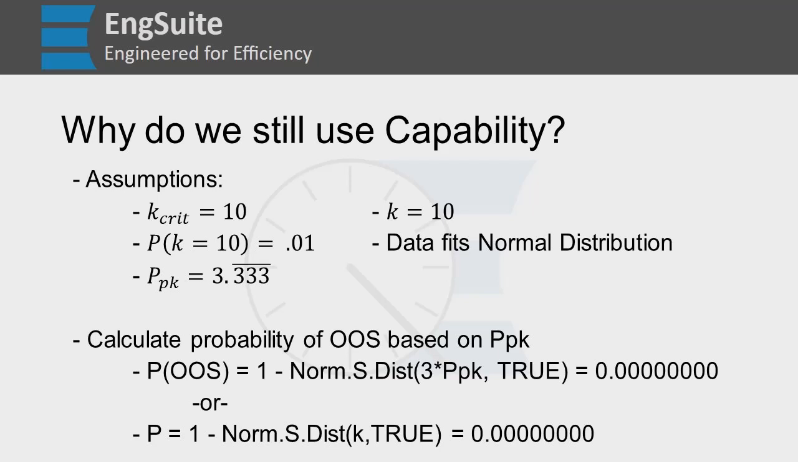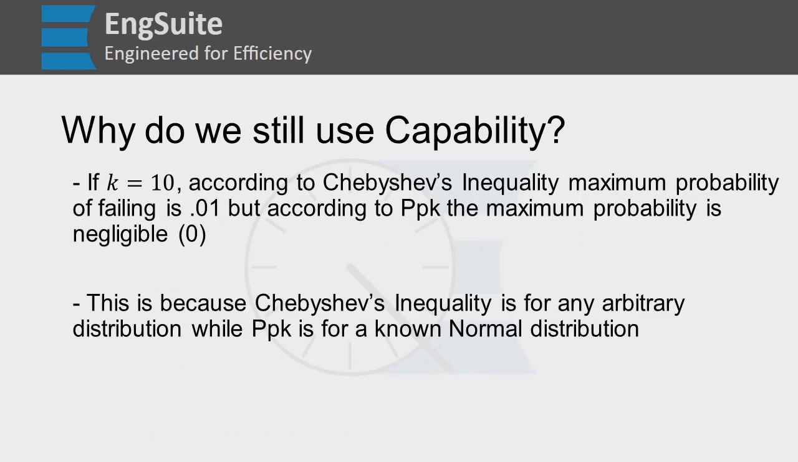So that would be why we use capability. Because if k equals 10, according to Chebyshev's inequality, the maximum probability of failing is 0.01. But according to PPK, the maximum probability is negligible, basically 0. And this is because Chebyshev's inequality is for any arbitrary distribution, while PPK is the known one for the known normal distribution. So Chebyshev's inequality just states that it has to be below 0.01. Not that it is, but that it has to be below that.